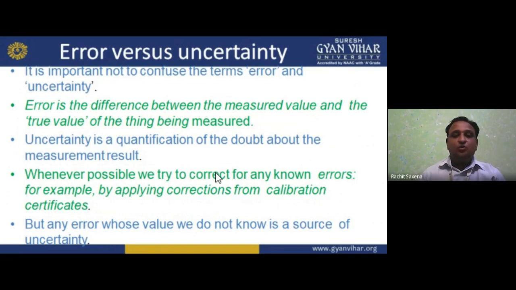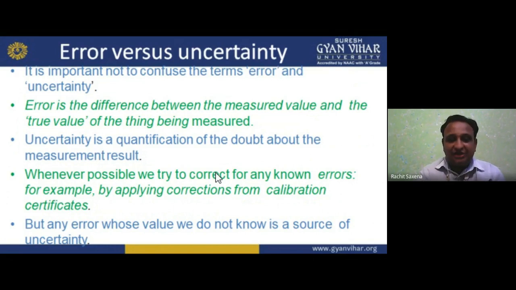Whenever possible, we try to correct for any known errors, for example by applying corrections from calibration certificates. But any error whose value we don't know is a source of uncertainty. So it is important not to confuse the terms error and uncertainty.